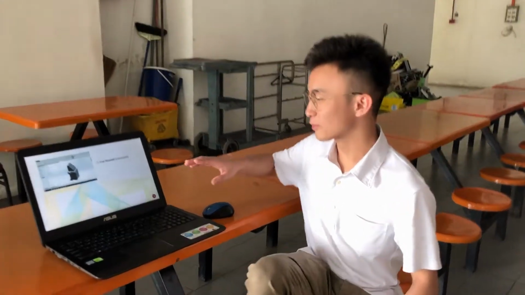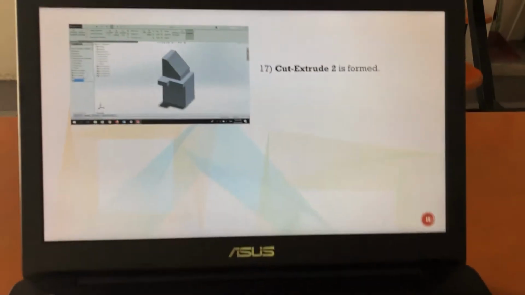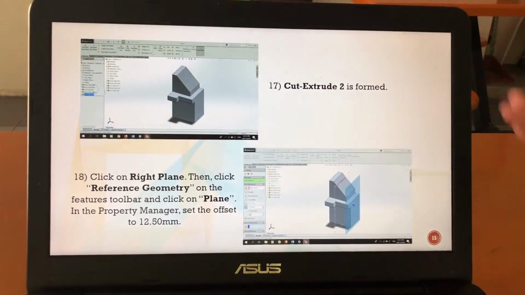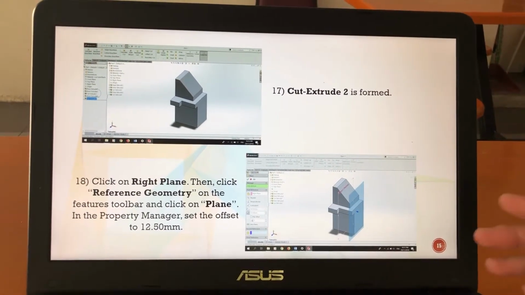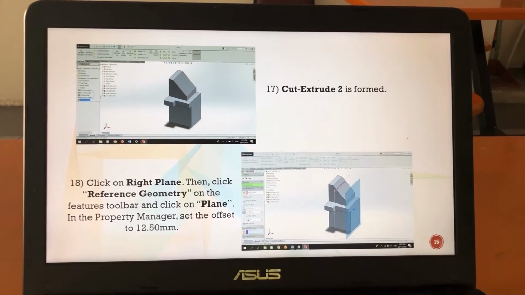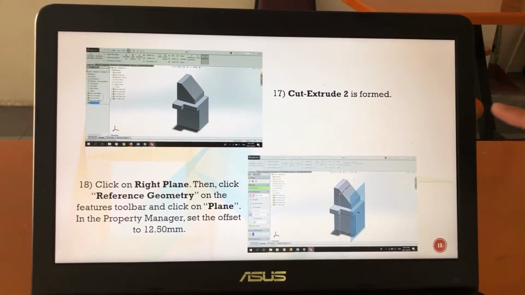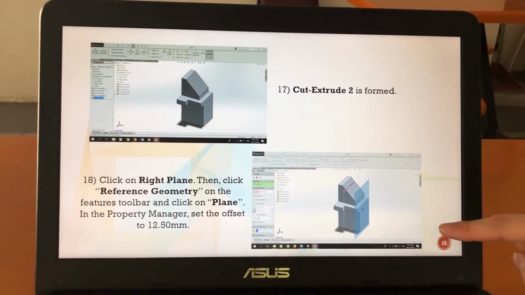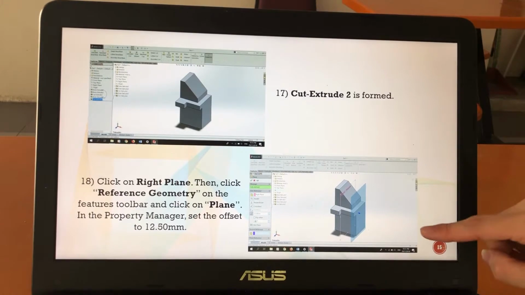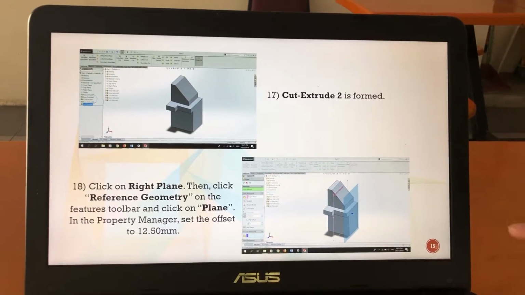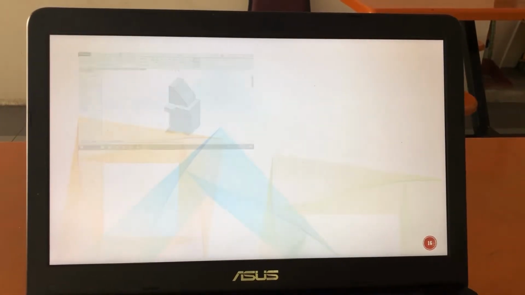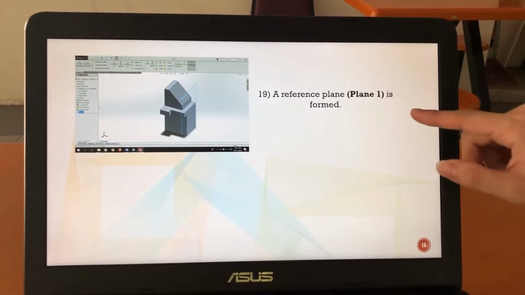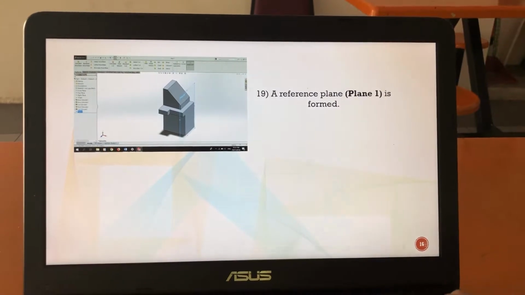Okay, so for now, our project is nearly completed. So what we need to do now is mirror the half side of this to the other side. In order to mirror the half object, we need to click on the right plane and then select reference geometry on the Features toolbar and click on plane. In the Property Manager, we need to set the offset to 12.5 mm. Therefore, a reference plane, which is Plane 1, is formed.